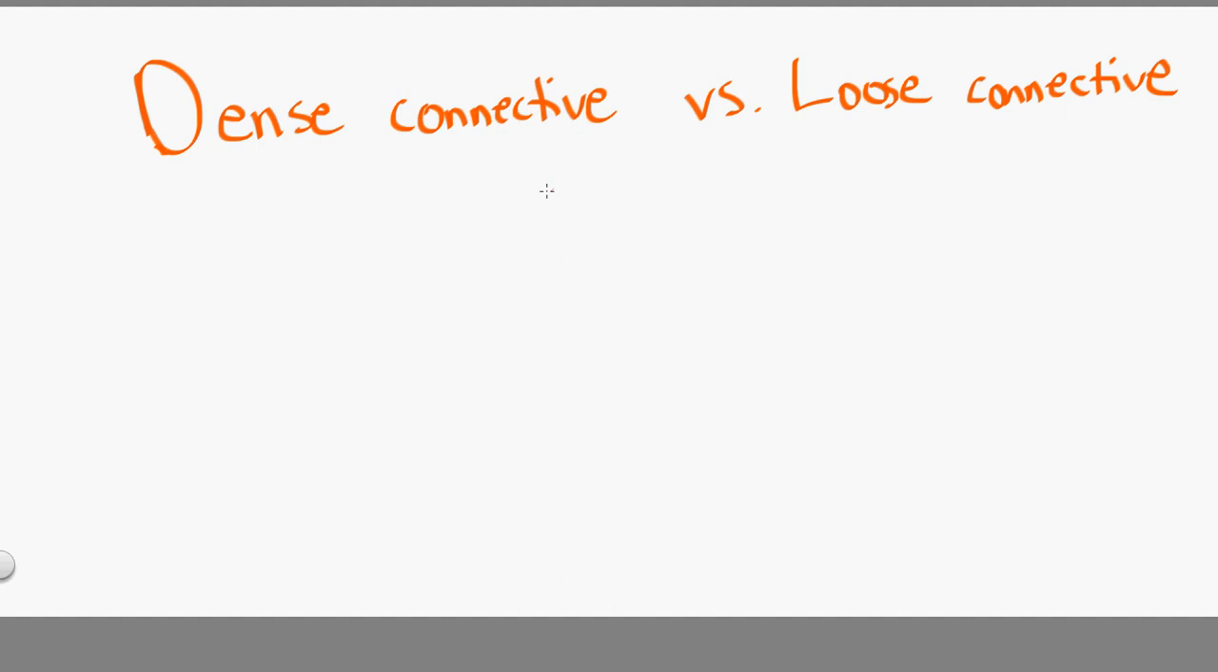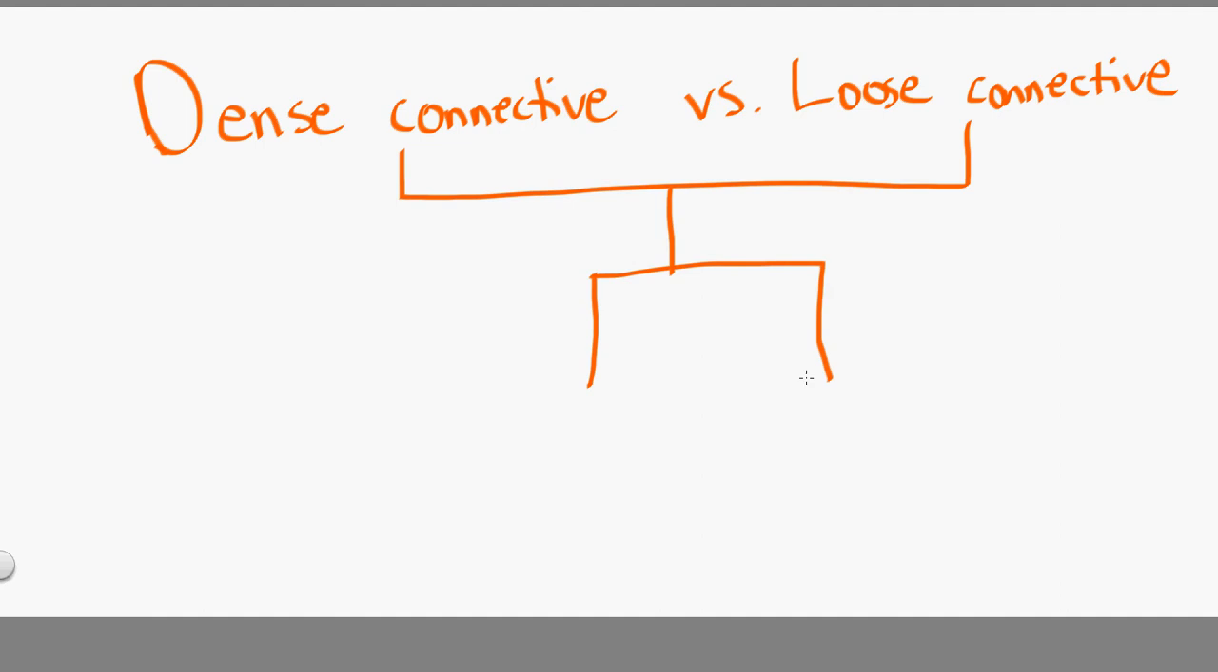Okay, so now we're going to be talking about the main differences between the dense connective tissue and loose connective tissue. So let's first talk about why it is called dense and loose. Well, first of all, you have to remember that there's three fibers that are in loose connective tissue and dense connective tissue. Because we know there's five different types of connective tissue. Only one of them doesn't have any fibers, which is the cartilage.